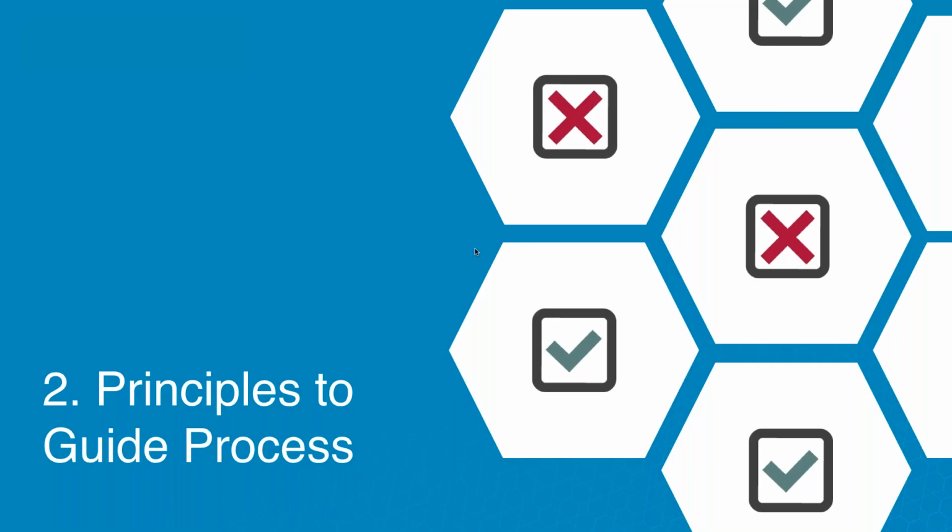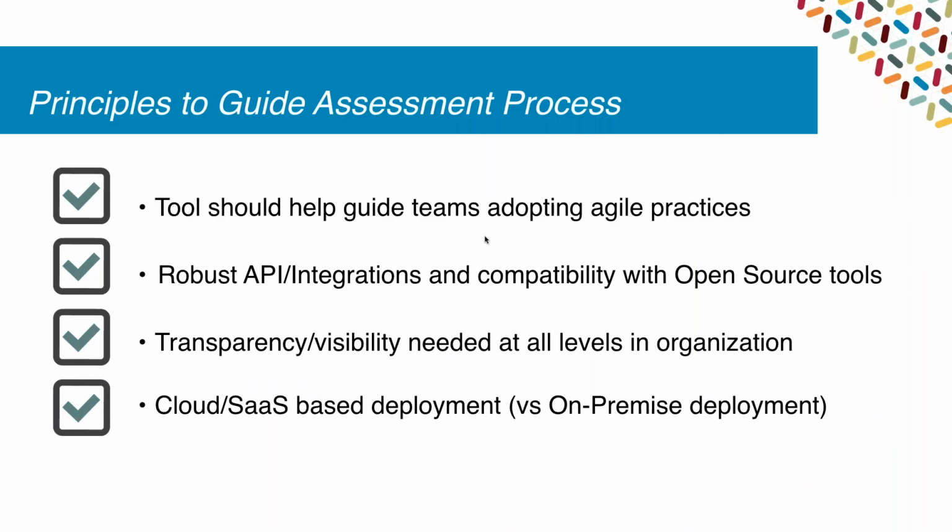So I talked about principles. What are these principles to guide your process? The best way, I think, to talk about principles to guide the process is to show you some. So these are examples of principles I've seen organizations choose in the past. One is that the tool should assist with guiding teams as they adopt Agile practice. Another principle is we want this to work well with open source tools. We want it to have a robust API so that we can access it and integrate it with other tools. It needs to integrate with specific platforms or tools as well.